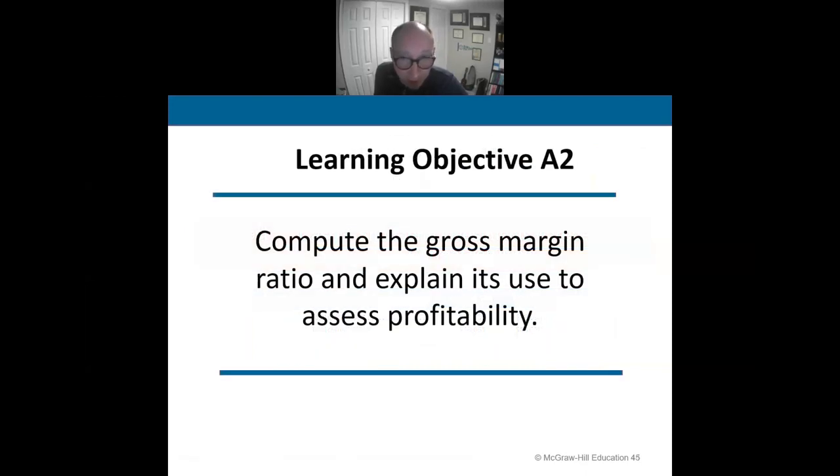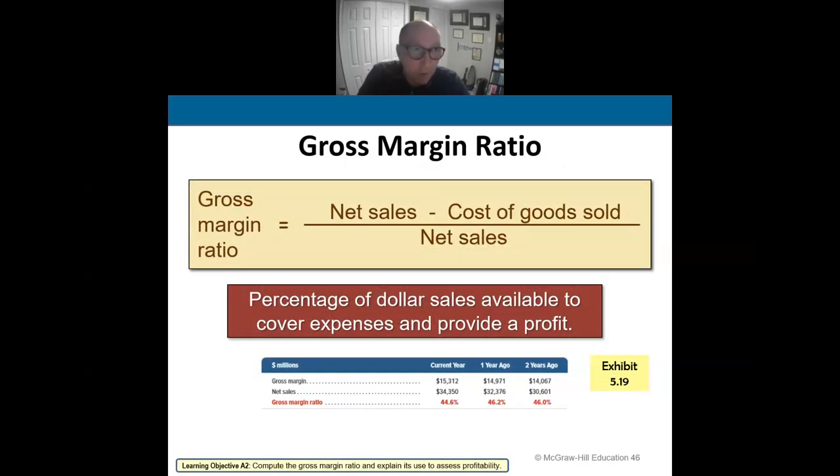And the other thing any business owner wants to know is profitability. What is the profit margin on the things that I'm selling? We can calculate the gross margin ratio, or profit margin. We take sales minus cost of goods sold, divided by sales. That gives us our gross margin ratio, or profit margin ratio. Very useful information.